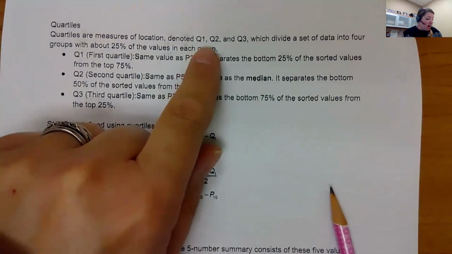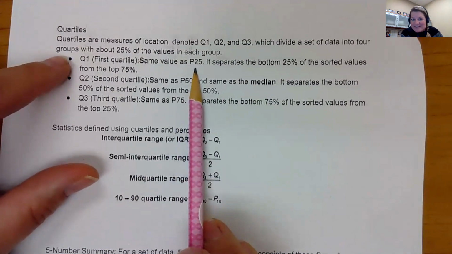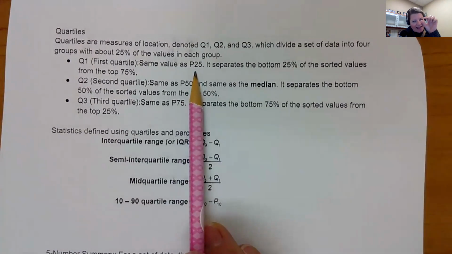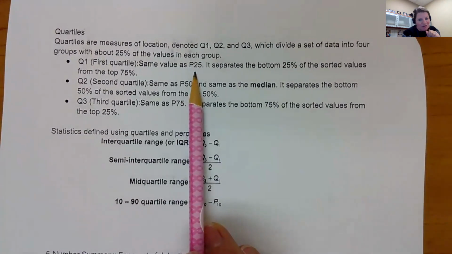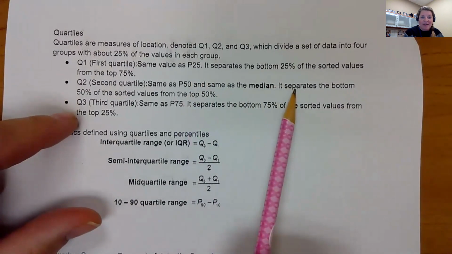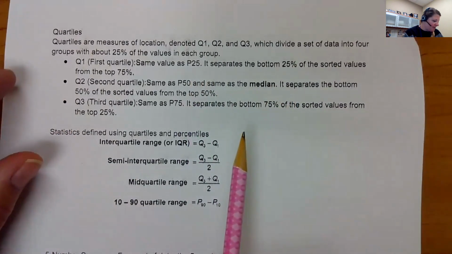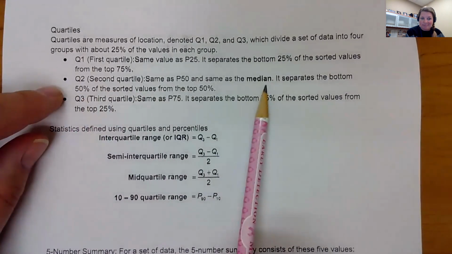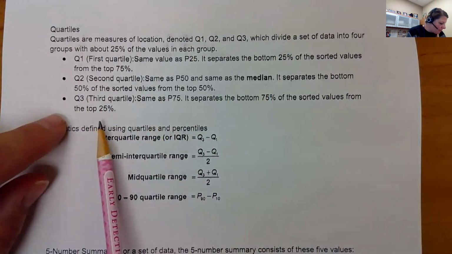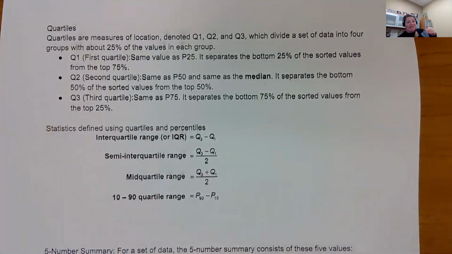That's it. The first quartile is the same as the 25th percentile. Sometimes you have to add two values and divide by 2 to get the average, just like our median. It separates the bottom 25% and the top 75%. Quartile 2 is the same as the median. And quartile 3 is that 75%. It is the median of the top half.